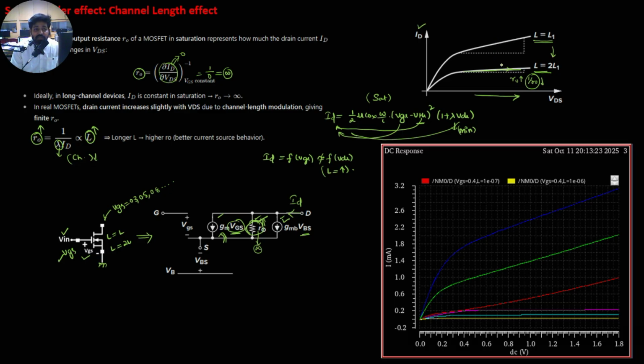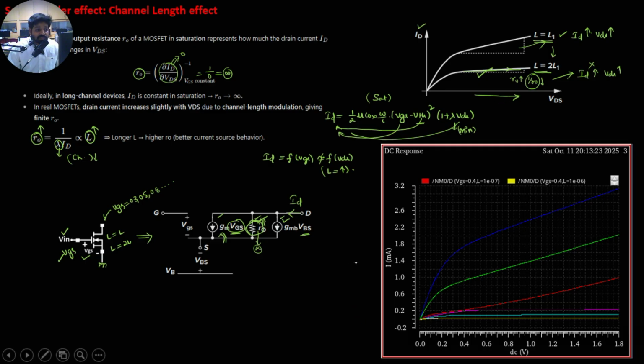Here, this is the device where ID will be mostly controlled by the VDS. As the VDS is raised, ID is also raised in this case. In the second case, ID is not much raised with the VDS changes, right? So out of these two cases, the second case is more preferred, and that is possible by keeping the length of the device at maximum.